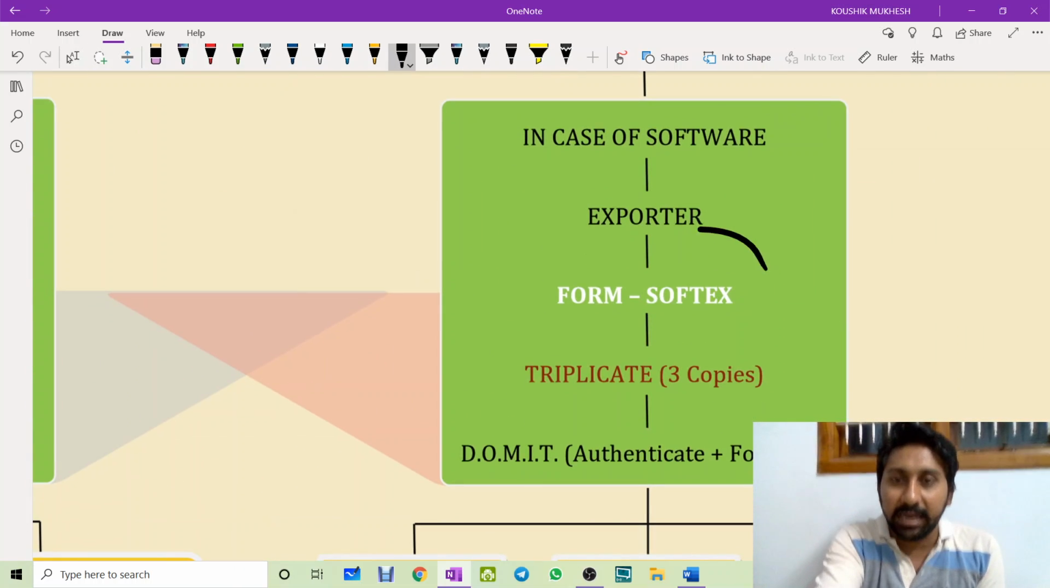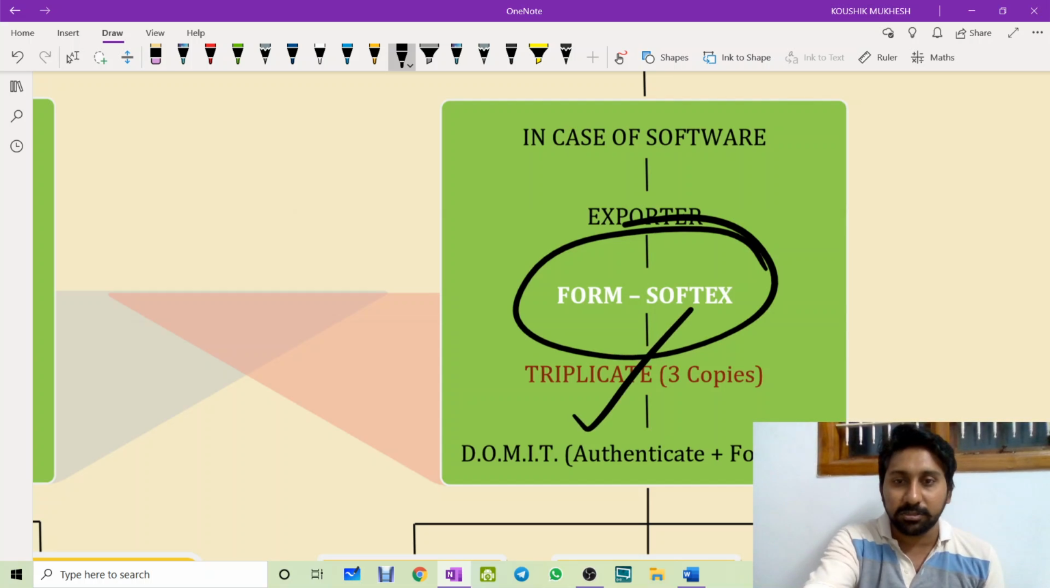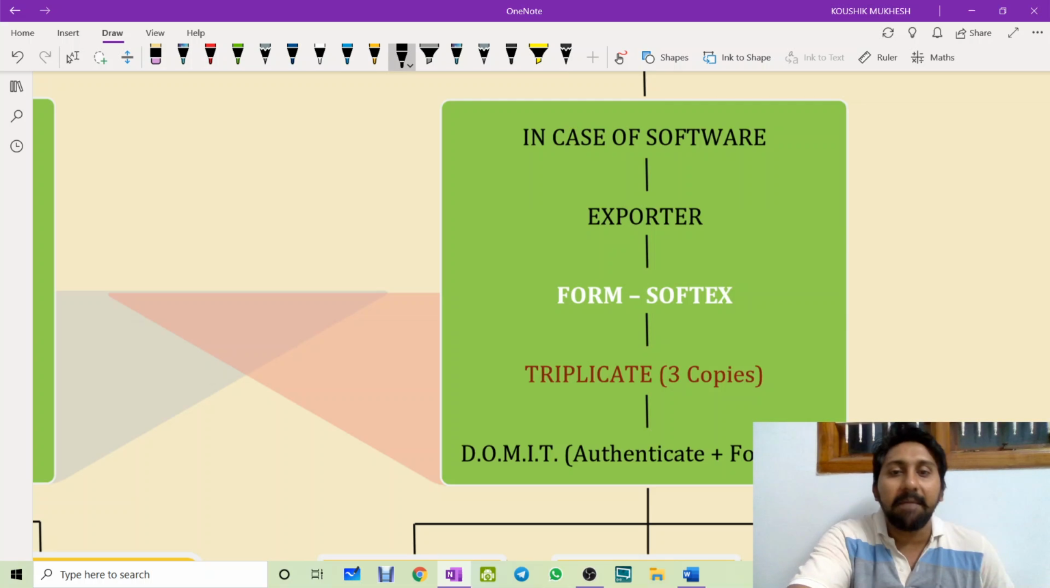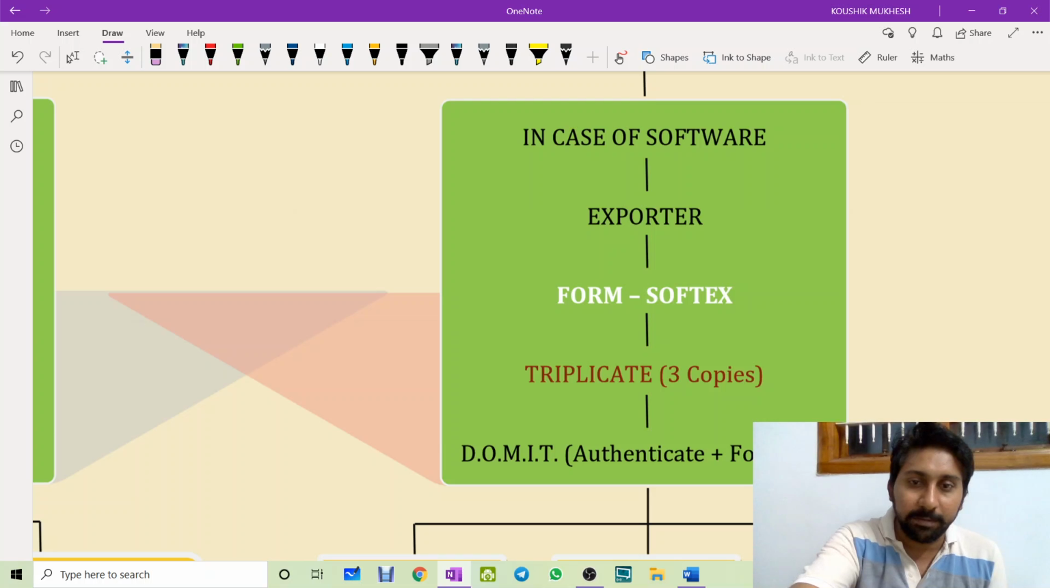Next issue, in case of software, the exporter has to declare in form softex. In how many copies? In three copies he has to make a declaration. In the previous form, two copies are submitted to the COC. Here we will submit to DOMIT, the designated official of Ministry of Information Technology.